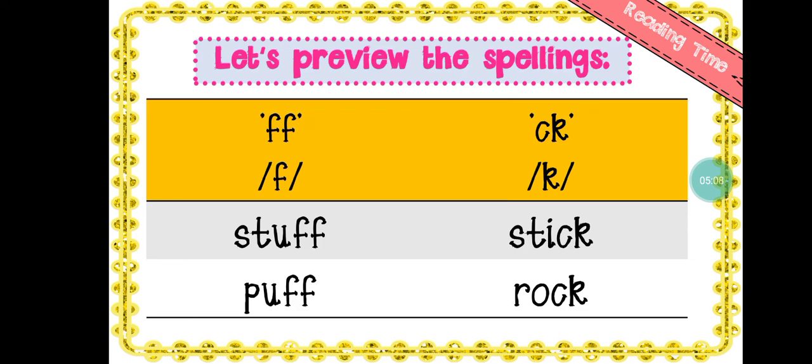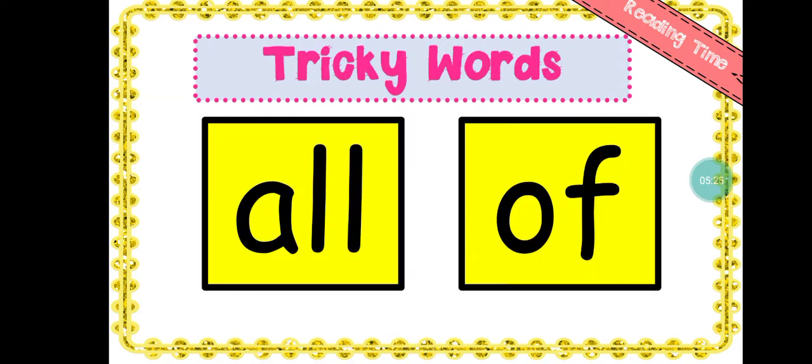Let's preview the spellings that we are going to meet in this story. Okay, we are going to meet double letter F and K. Under double letter F are stuff and puff. Under double letter K, we have stick and rock. Now, you are also going to meet these tricky words in the story: all and of. They are tricky words in the story Which is the Best?